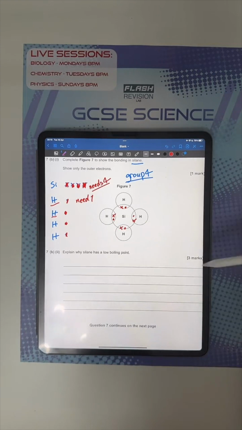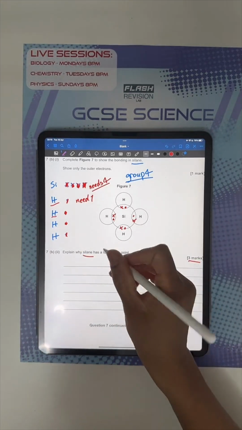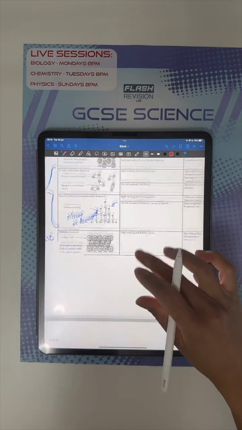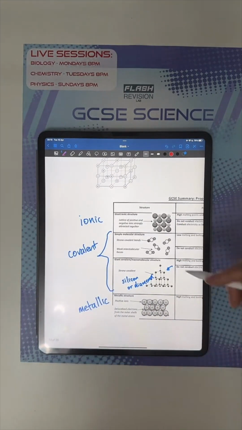Let's look at this question. 3 marks. Explain why silane has a low boiling point. So the first thing to do is to recognize, so it's asking about low boiling point. In this table here that we have, which row do you think it fits under? Which row do you guys think silane fits under?